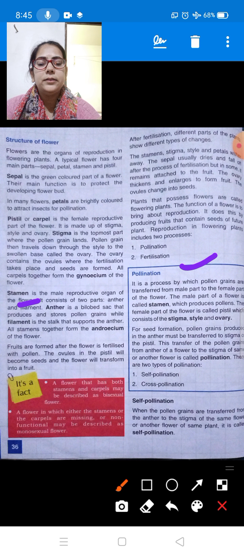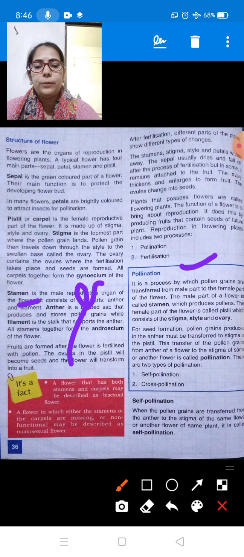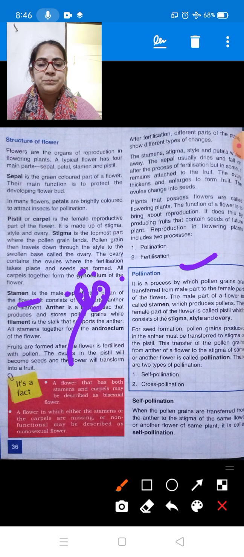And in the stamen, which part has the pollen grains? In the stamen, the anther. This is the filament, long, and at the top of the filament the bilobed anther is present, and in this bilobed anther the pollen grains are produced. The pollen grains are produced in these anthers.